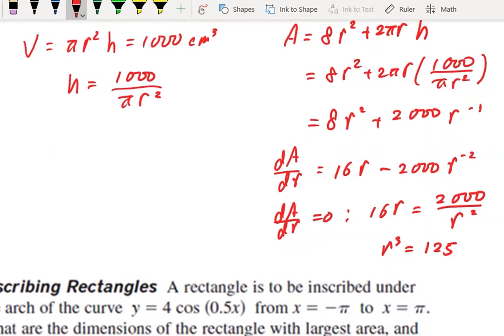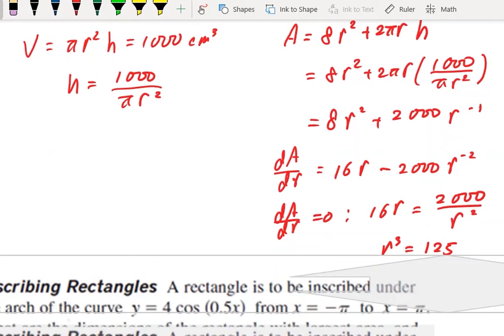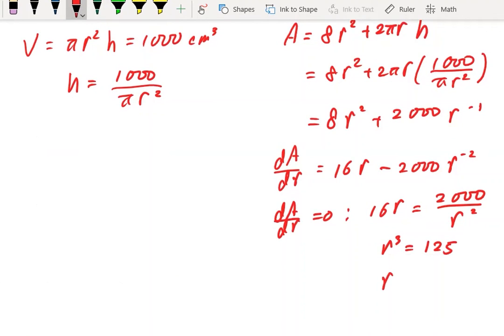Let me push this down a little bit. Therefore, r is equal to 5. And h that goes with it, plug it in here, right? Then you have 40 over pi, which is what you're supposed to get, at least according to the Dropbox note. So this is the dimension that gives you the minimum. You get it? But they ask for the ratio. I'm going to do the ratio over here. So h to r, right? So this over that.